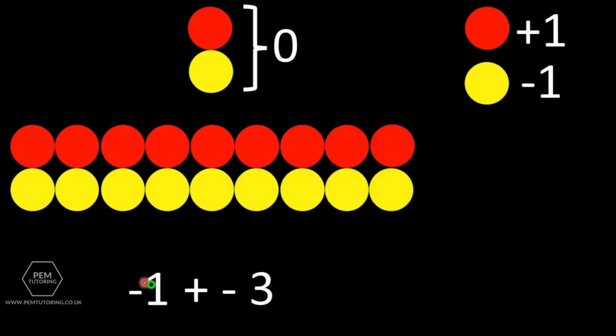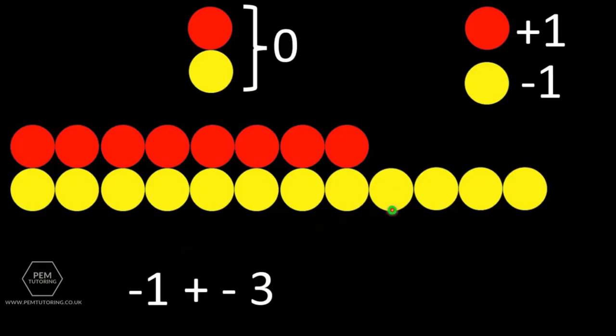So now we've got -1 plus -3. So we take 1 away. That gives us -1. And then we're going to add -3. So we just added -3, so the net result here is going to be -4.